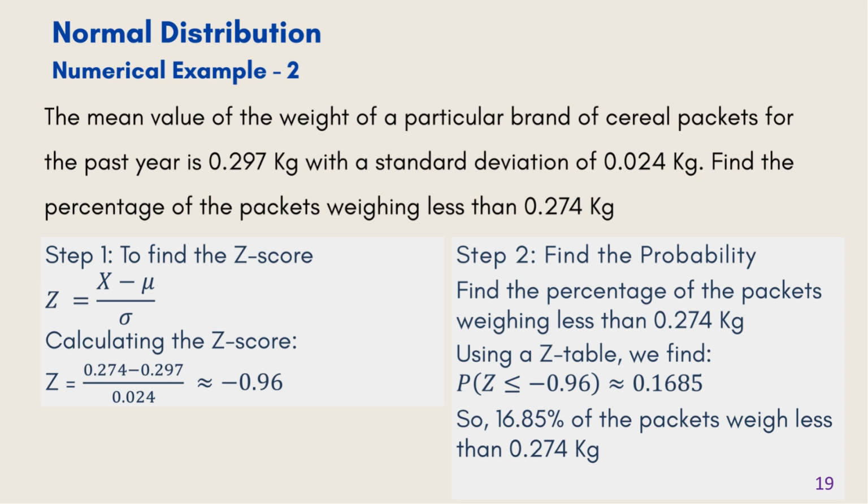This slide provides another numerical example, this time focusing on the weight of cereal packets. By calculating the z-score and using the z-table, we can determine the percentage of packets weighing less than a specific amount. This example reinforces the application of normal distribution in everyday contexts. The solution to this problem is similar to the earlier problem.